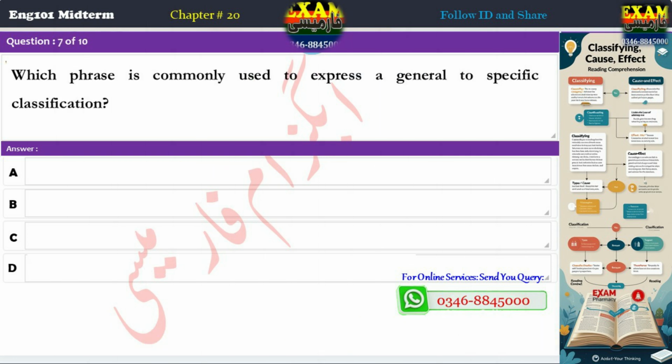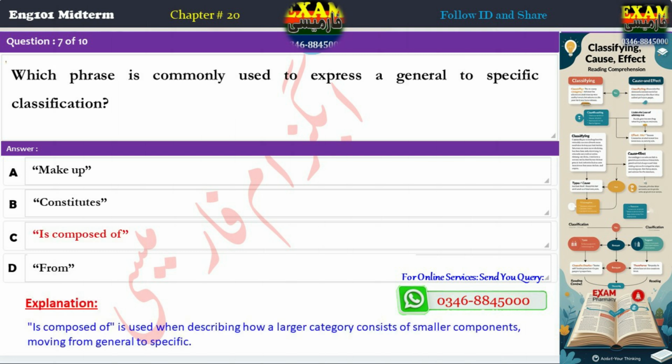Question 7. Which phrase is commonly used to express a general to specific classification? A. Make up. B. Constitutes. C. Is composed of. D. Form. Correct answer. C. Is composed of.